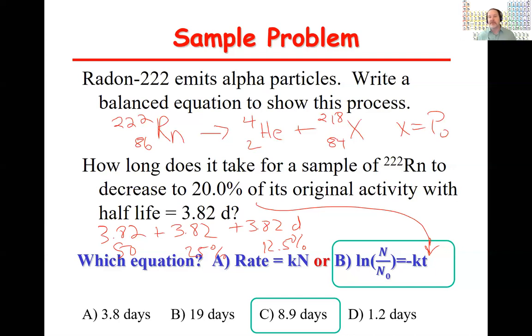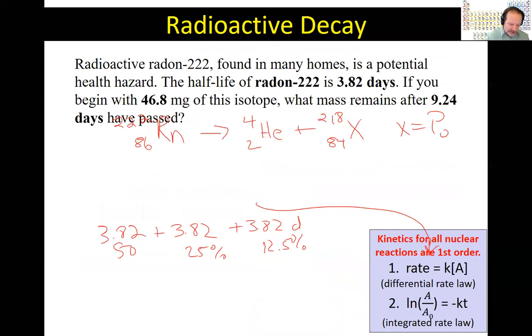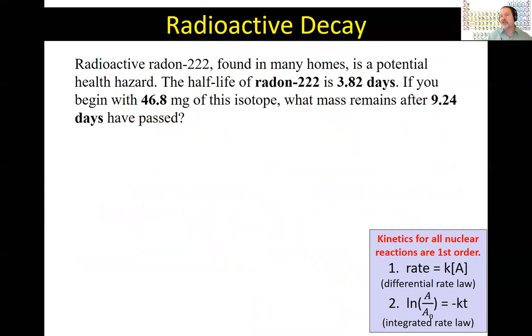And this can be a great way to double check your answers. It looks like I actually have another problem related to this, though not this exact same one, so we can do some guessing on that based on educated estimation. Radon 222, found in many homes, is a potential hazard and is believed to account for about 20% of lung cancer cases, maybe 20,000 cases a year. The half-life of radon is 3.82 days. If you begin with 46.8 milligrams of the isotope, what mass remains after 9.24 days?